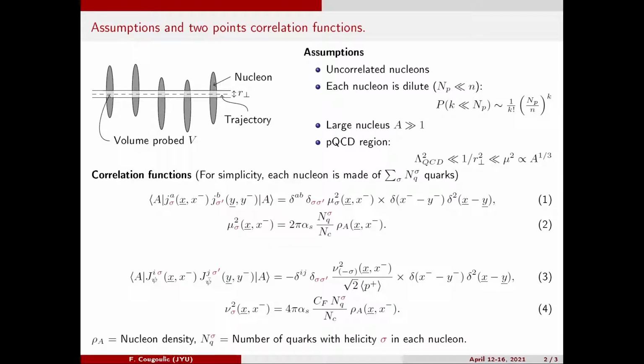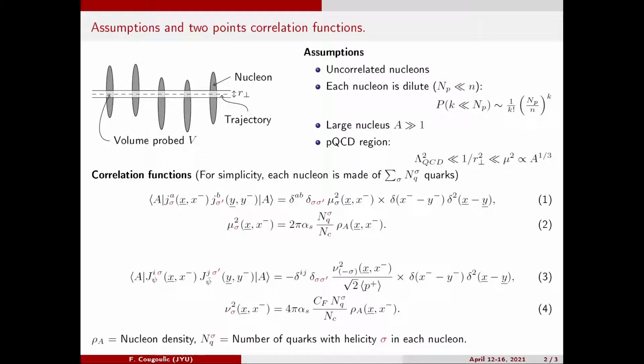Before quoting our results, I would like to give you some insight into the main assumptions and building blocks of our results. The assumption follows the MV model. We require a large nucleus made of many uncorrelated nucleons. Each nucleon is a dilute system of partons. In order to work in pQCD, we require the transverse size of the probe to satisfy the following ordering. The main building block of our calculation is a correlation function of two source operators.